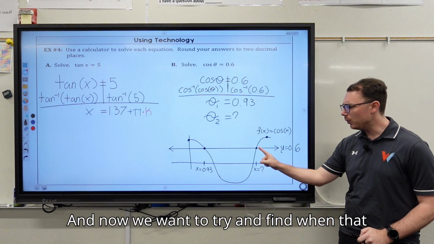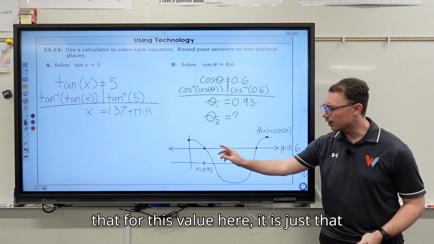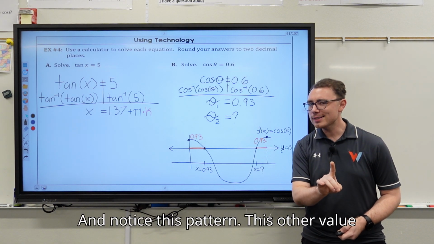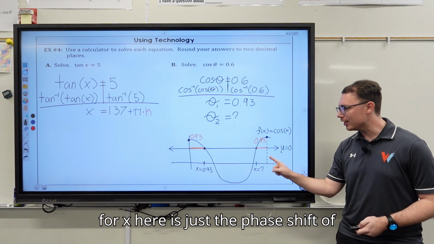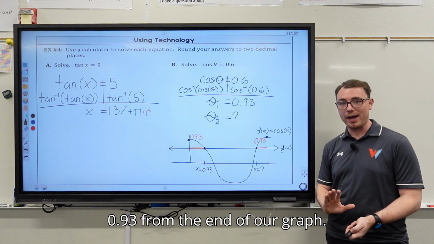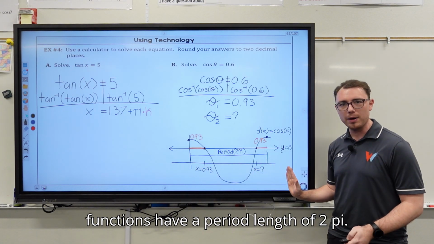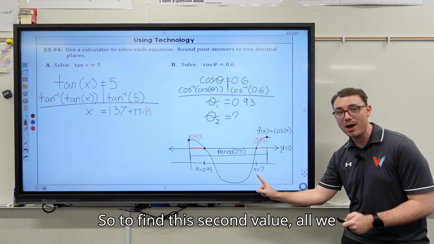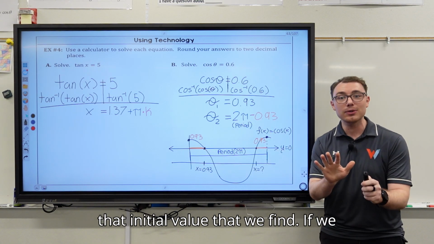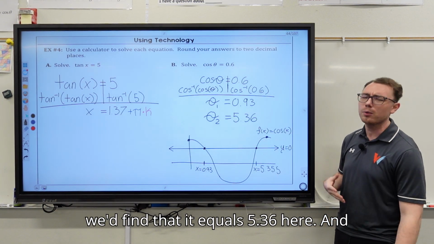And now we want to try and find when that second x value is. Well, notice that for this value here, it is just that phase shift of 0.93. And notice this pattern. This other value for x here is just a phase shift of 0.93 from the end of our graph. And we know intuitively that these cosine functions have a period length of 2 pi. So to find this second value, all we really need to do is take 2 pi minus that initial value that we find. If we type that into our calculator, eventually we'd find that it equals 5.36 here.